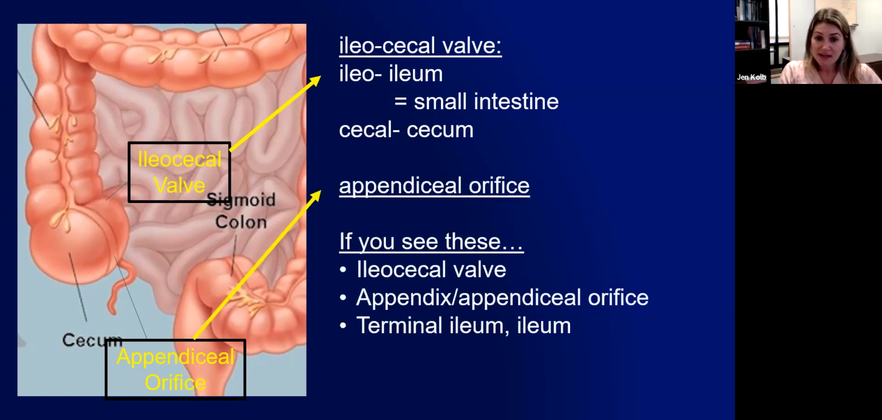And then the other thing is the appendiceal orifice. Again, the appendix, not the organ, but you'll see there's a little indentation where the appendix sits on the outside of the colon. So if anywhere in the report you see ileocecal valve, appendix, appendiceal orifice, ileum, these are really clues to you that yes, this was a full, complete procedure, which means we can confidently say that they saw the entire colon and this was a complete exam.